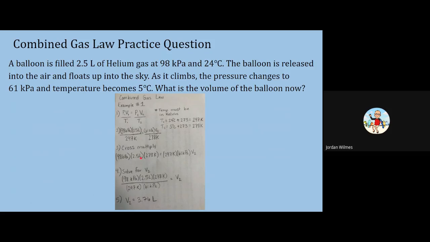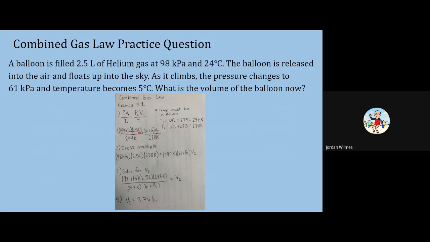Once we get all of the variables in the right spot, then we need to make sure that we do the algebra right. Solving this is very similar to Charles's or Guy-Lussac's law, where we're going to have to cross multiply, and then we're going to set those products equal to each other. So be careful on this. There are several different ways to work this out. This is my preferred method of doing it. If you have some other way of doing it and you get it right, that's completely fine with me. But here's how I suggest doing it.